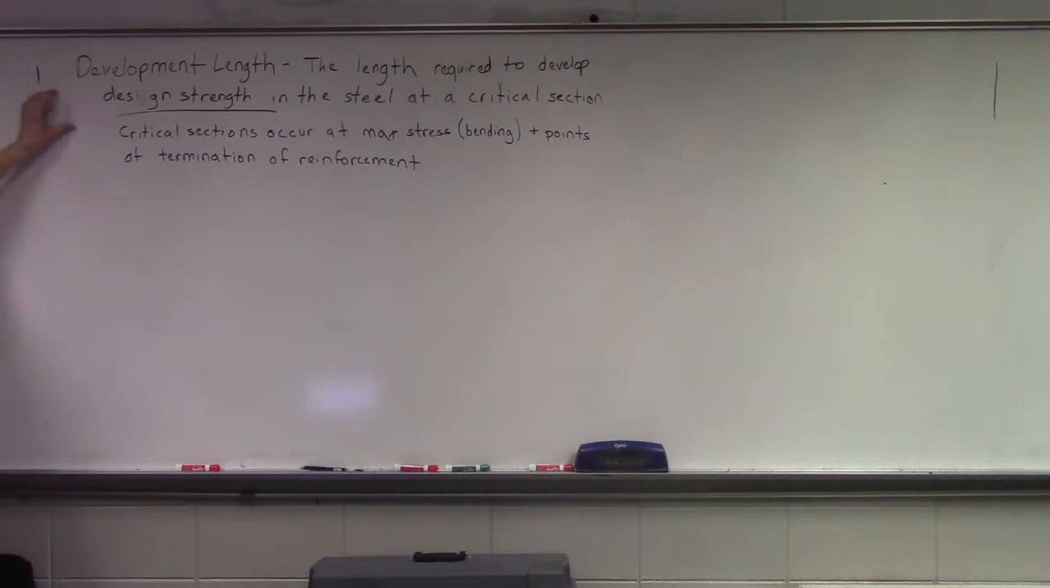Okay, so development length comes out of the code, ACI 318. Development length is the length required of our steel within the concrete to develop design strength in the steel at a critical section. Critical sections, remember, occur at our maximum bending stress. They also occur at points of termination of our reinforcement.